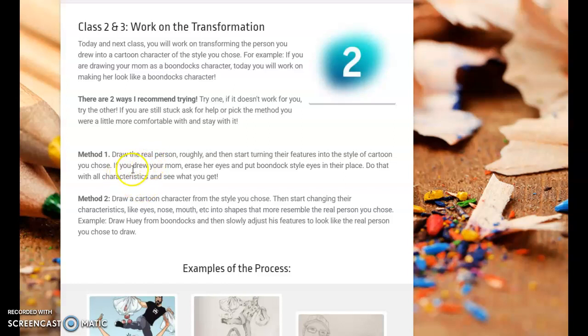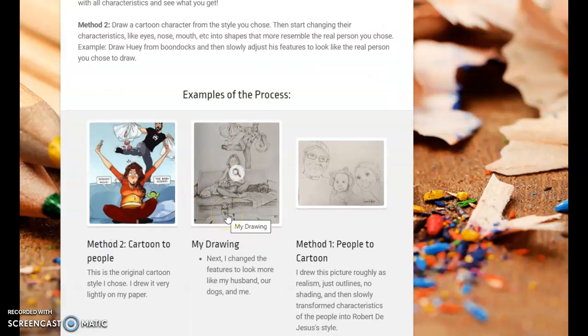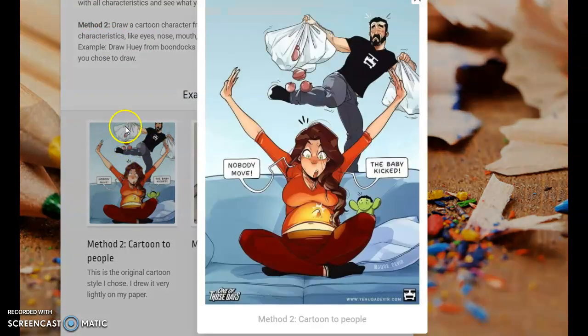A lot of my students liked this, but another way you can do it, method 2, would be to draw a cartoon character from the style you chose. So if I started with Huey, let's say from Boondocks, I could draw him and then just slowly adjust his features to look like the real person you chose to draw. So you can read those again, but I want to show you so you can kind of see what I mean. So the second method that I described here would be to start like this.